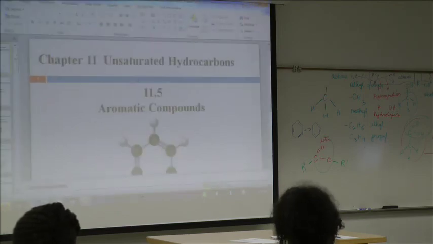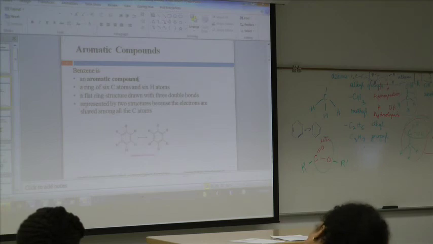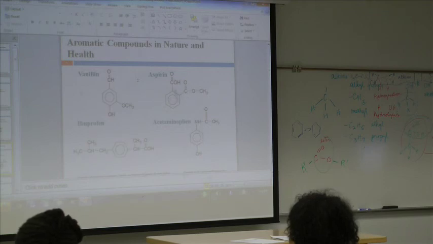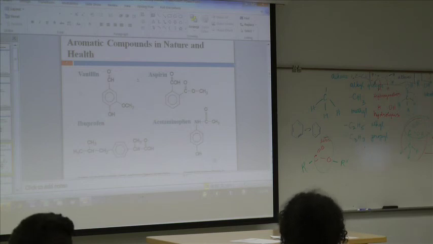And then on the aromatic compounds, we already know that it's called benzene. We have done some aromatic compounds in nature and in health, so vanilla and aspirin, with the acetyl group, CH3CO, acetic acid, acetyl acetate, or ASA. Here's ibuprofen, and then there's a formula for acetaminophen. What would be in the exam is that you need to recognize what we call this group. This is called the hydroxyl OH group. This is called the ether group, CH3O.